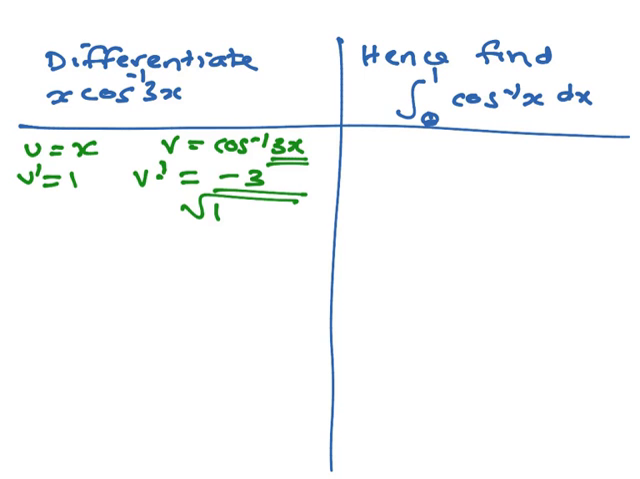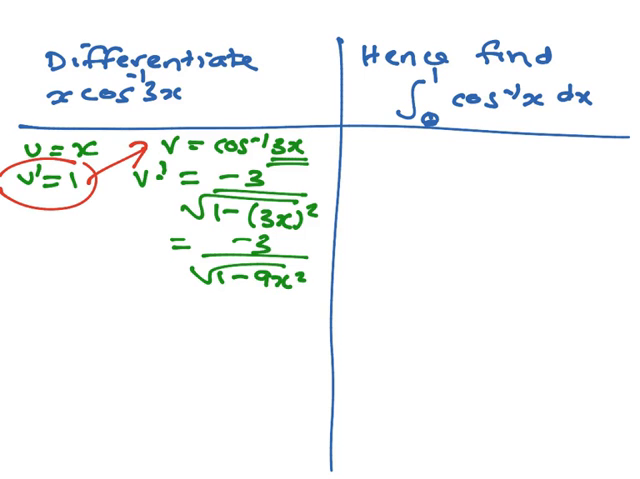a is just 1, so it's 1 squared minus 3x squared, minus f(x) squared. So it's minus 3 over the square root of 1 minus 9x squared. So starting with this one will be that times that.